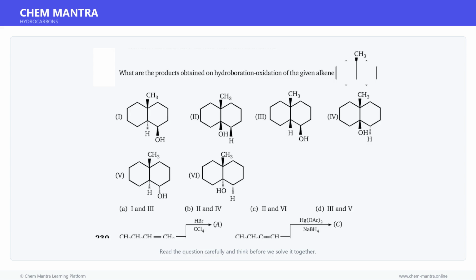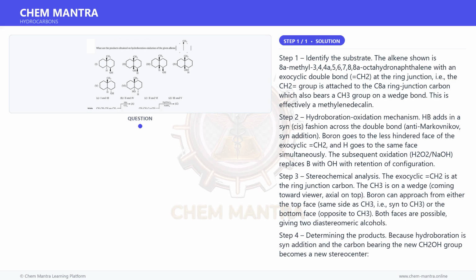Here is a question. Read it carefully and think about the answer. Let us solve it step by step. Let us begin solving this step by step. Step 1. Identify the substrate.